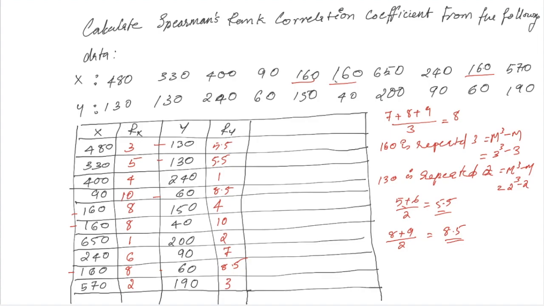So if you look at this entire question, we have 160 repeated 3 times, 130 being repeated 2 times, then we had 60 repeated 2 times. Am I right? 60 repeated 2 times, right? So here also 2 cubed minus 2.